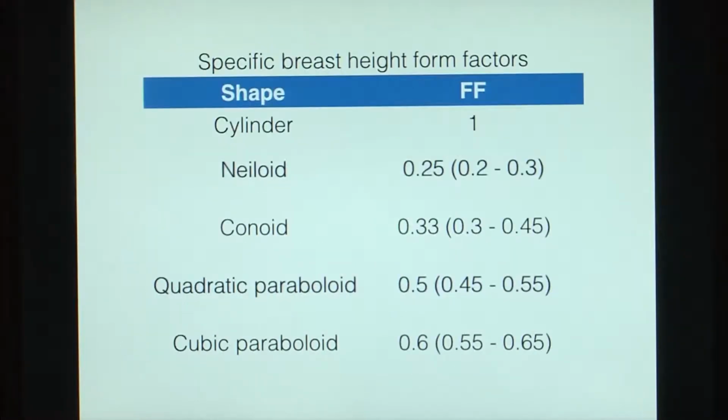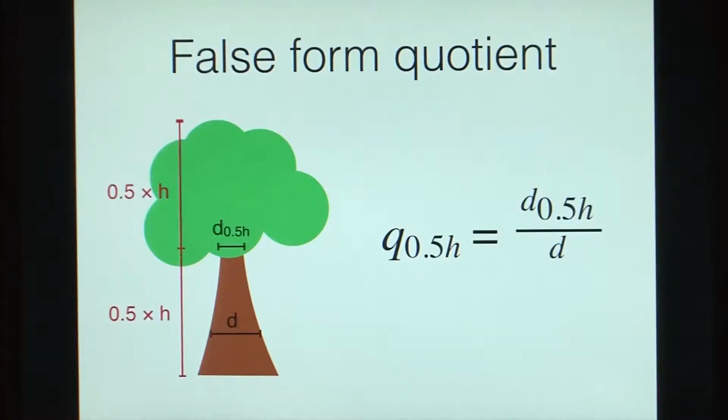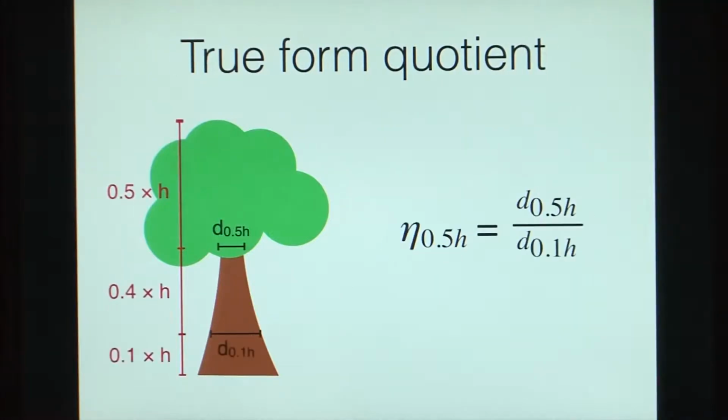So, we also looked at specific breast height form factors. Next, we defined form quotient as a single number that depicts the rate of decrease in stem diameter. So, it is a ratio of the diameter at two different places on the tree. We defined false form quotient as your diameter at half the height. We defined true form quotient as the ratio of two diameters at two different percentages.